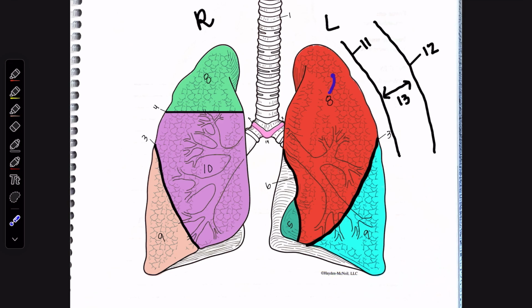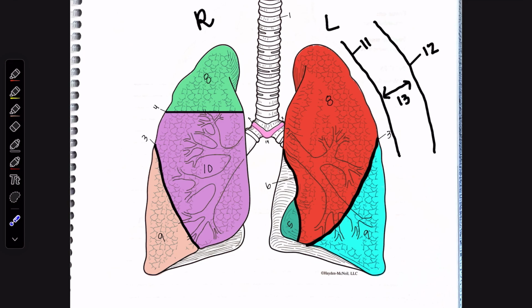8 is going to be your upper lobe. You can see how big it is on the left versus the right because we don't have that horizontal fissure. Number 9 is going to be our lower lobe. Number 10 is the middle lobe, only located on the right.